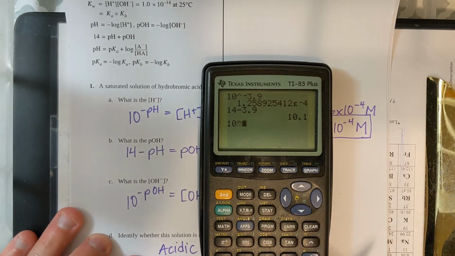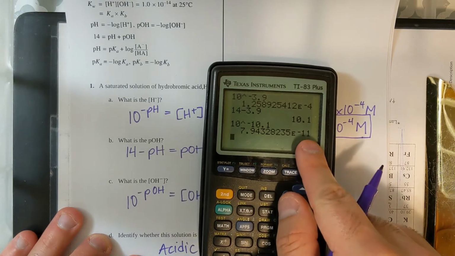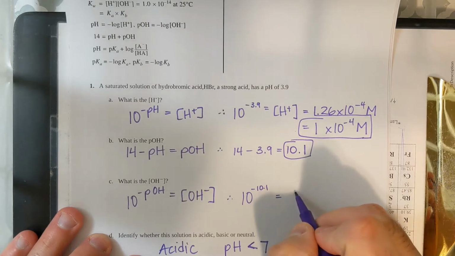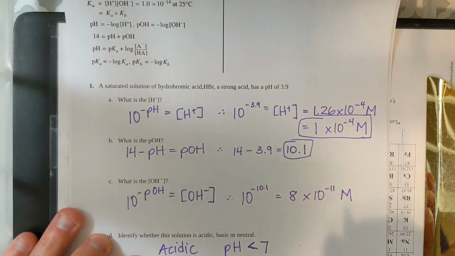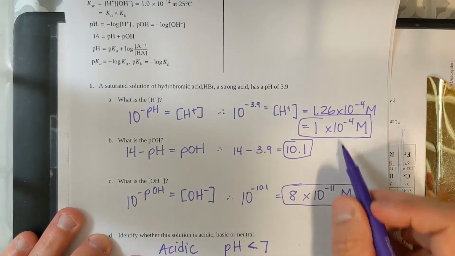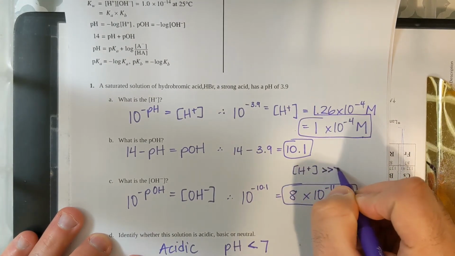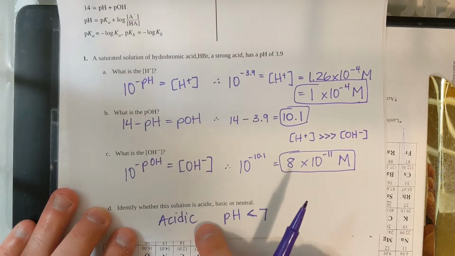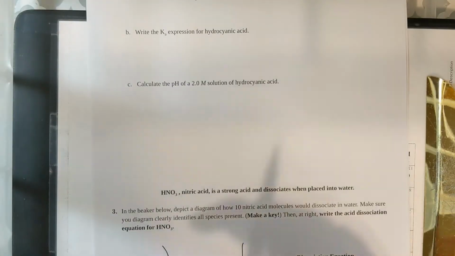10 raised to the negative 10.1, I get 7.94 times 10 to the minus 11th. One sig fig is 8 times 10 to the minus 11th molar. And yes, this is a lot smaller than this. My concentration of H plus is a lot greater than the concentration of OH minus, which further verifies that this is an acidic solution. All right, let's look at the next question.